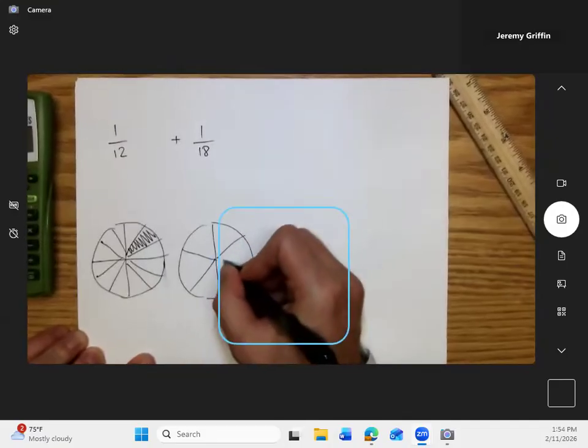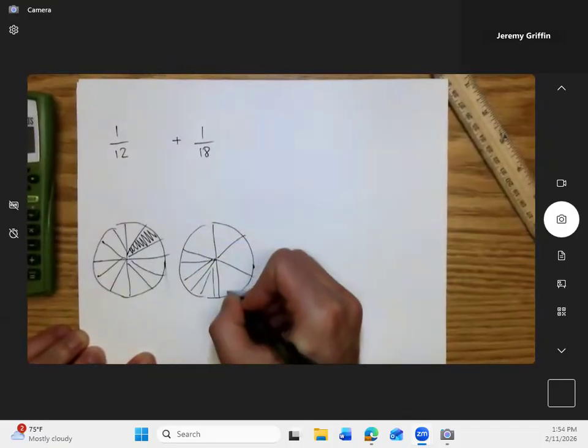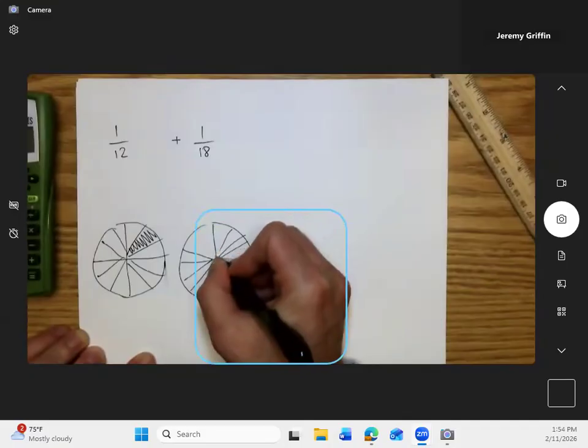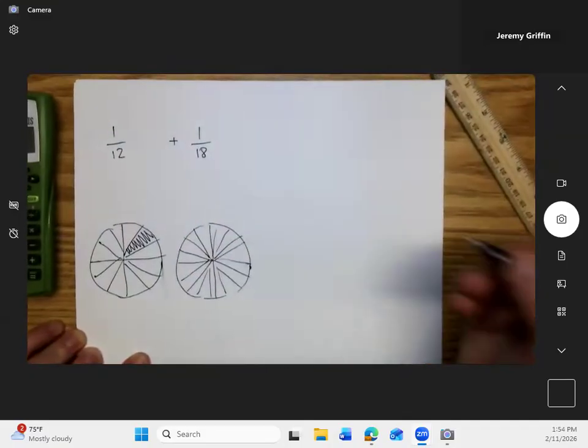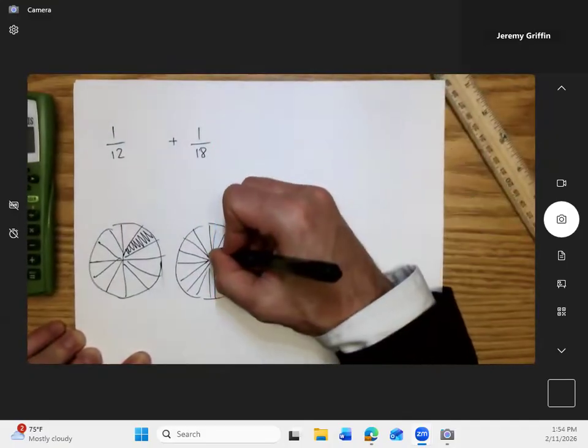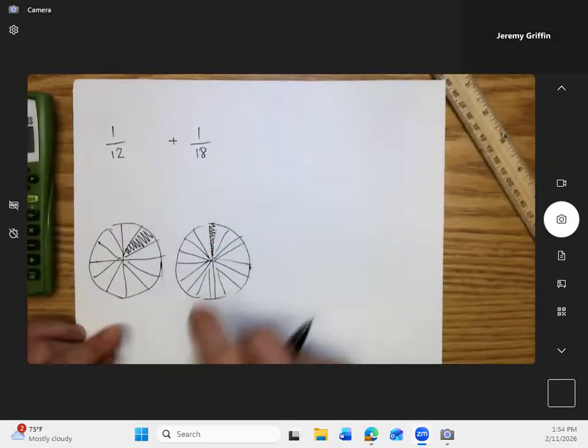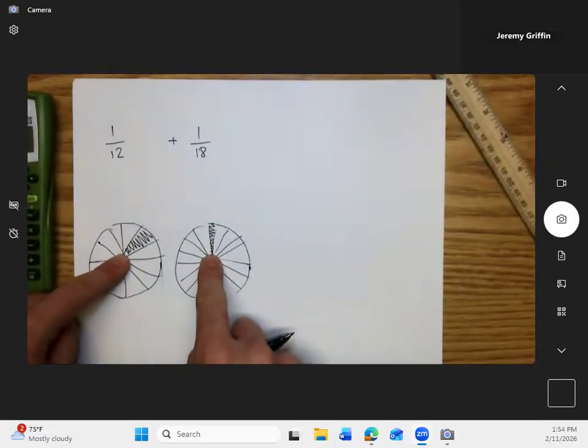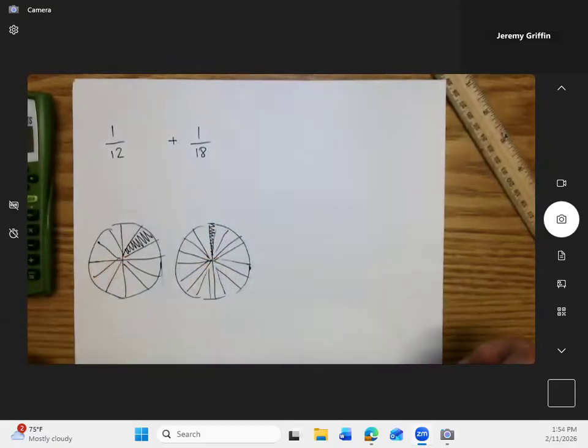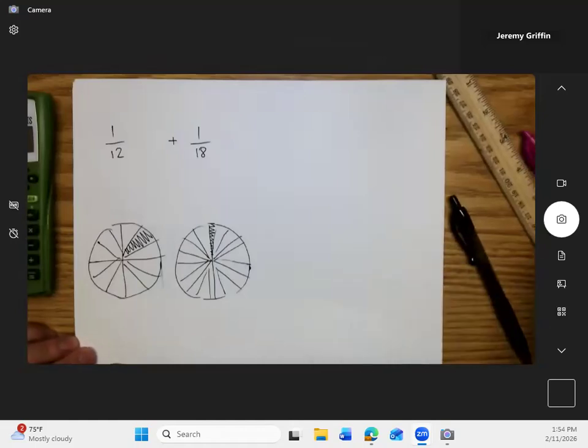You go to the Target near here on Wickham. There's 18 slices. Alright, so a single slice might be like that. So what is that wedge plus that wedge? I have a friend that works there. He gave us one for free.